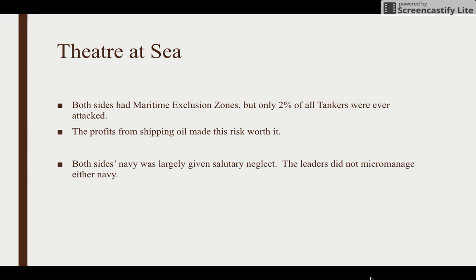However, really only a handful of tankers are ever attacked at this early stage of the war. Maybe 2% of them are ever actually hit and damage is caused. So the profits from shipping the oil, for these countries that are desperate for profits, and both are desperate to sell their oil so that they can buy weapons, made some very wealthy people who are willing to risk the chance that they might get attacked.